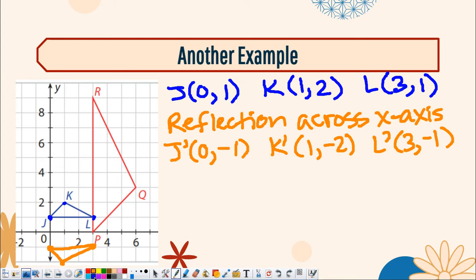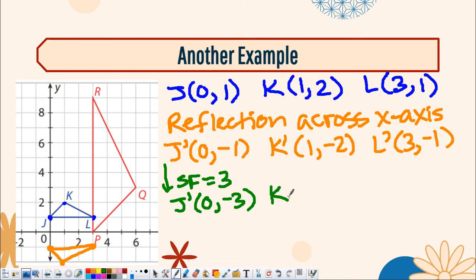Now let's take this and make it bigger by a scale factor of 3. I think we're ready for that. So we are using our new terms to make a scale factor of 3. So then that means that it becomes 0, negative 3. Then it becomes 3, negative 6. And 9, negative 3. Okay, I do know that that is the correct shape because I drew it before.